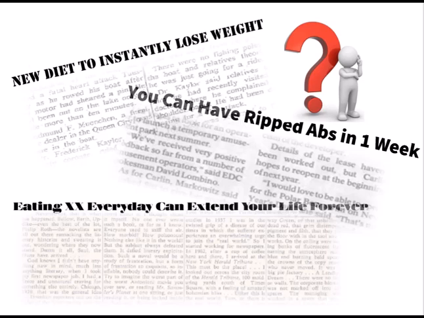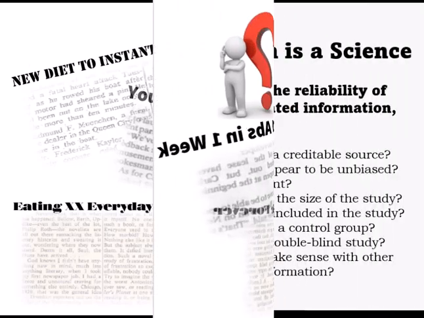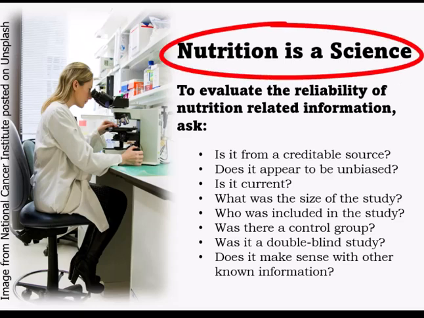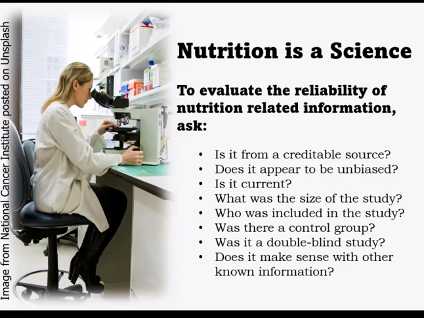It seems like everywhere you look nowadays, there is diet-related information available. Some of it is really good, reliable information, and some of it, well, it's not. How do you tell the difference? Keep in mind that nutrition is a science. Qualified people in the field use the scientific process of investigation to evaluate the relationships between nutrition and health.